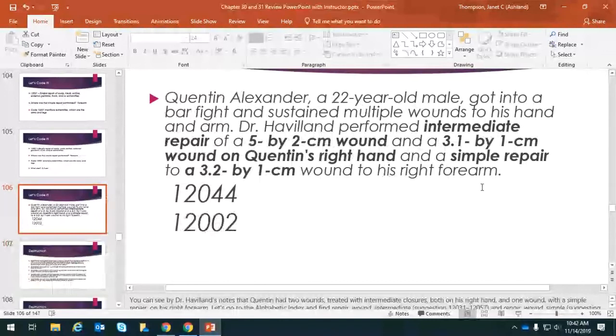One thing I will point out is that 12044 is the most extensive, so it would be listed on the claim first. It's going to get the full highest reimbursement. So you wouldn't want to list the intermediate or the simple repair first. The most extensive, most expensive is listed first. That's why 12044 is our first code, the intermediate repair, and then we have the code for the simple repair.